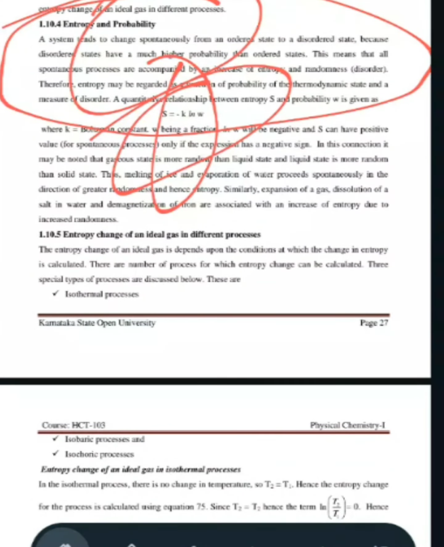The melting of ice and evaporating of water proceed spontaneously in the direction of greater randomness, and hence entropy changes. So melting of ice into water and water getting evaporated will be spontaneous in one direction, but it has a lot of randomness.